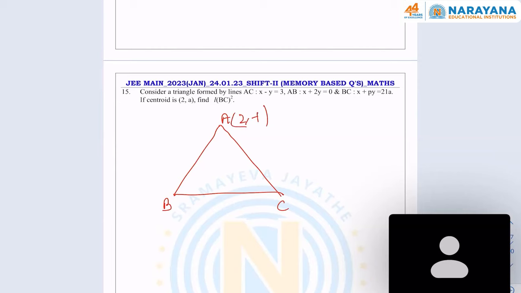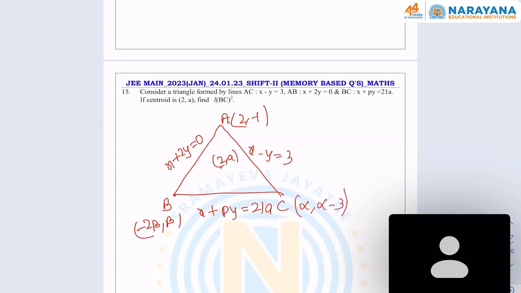Here the equation of line AB is x plus 2y is equal to 0, and the equation of line AC is x minus y is equal to 3. The equation of BC is x plus py is equal to 21a. And here the centroid is 2 comma a. Now I can write B as minus 2 beta comma beta, because B lies on the line x plus 2y is equal to 0, writing the coordinates in one variable. Similarly, C is equal to alpha comma alpha minus 3.